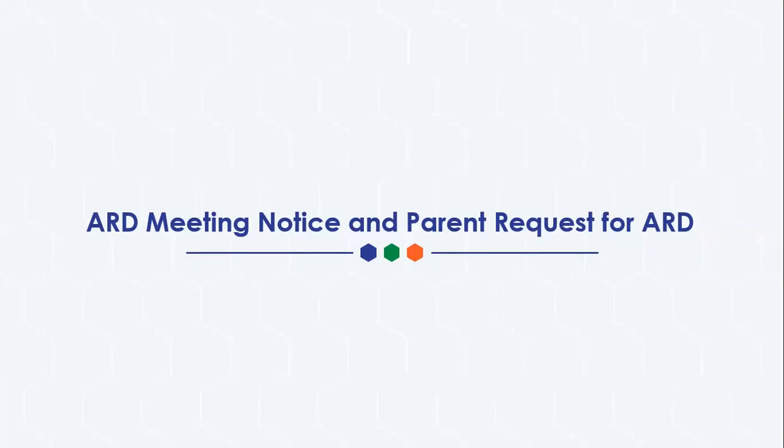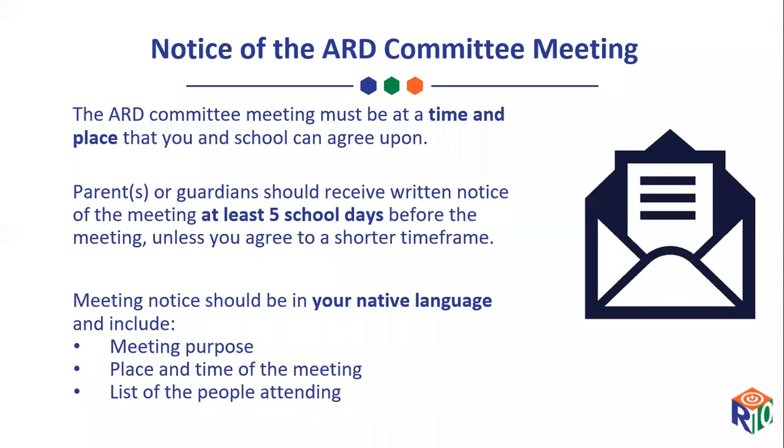ARD meeting notice and parent request for ARD. Now we are going to discuss when you should receive an ARD meeting notice and ways you can request an ARD meeting. Parents and guardians are vital to the true success of a student's individualized education program, and this starts even from the first step of notifying the parent or guardian of the meeting. You should receive notice of the meeting at least 5 school days before the meeting, unless you agree to a shorter time frame. The notice should include the meeting purpose, place and time of the meeting, and a list of the people attending the meeting.